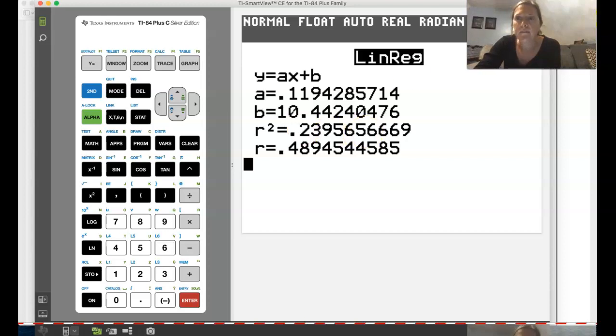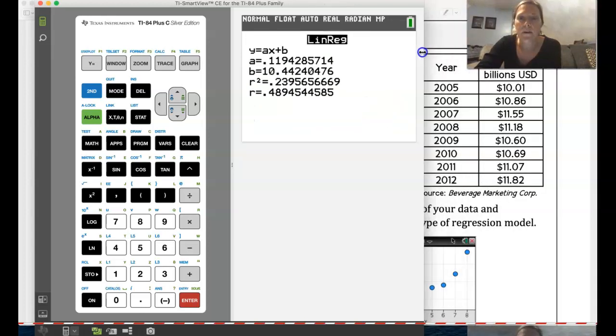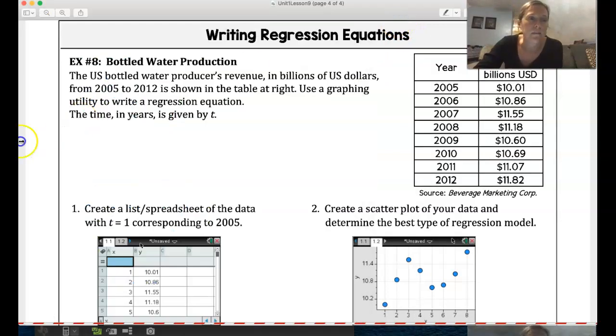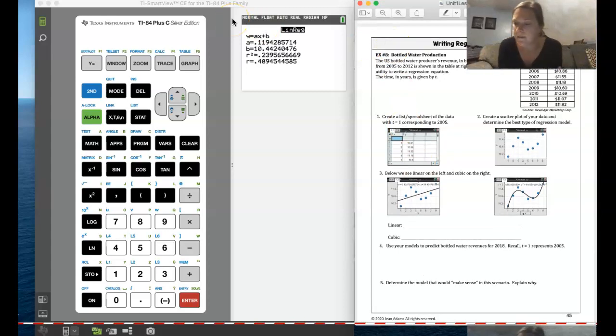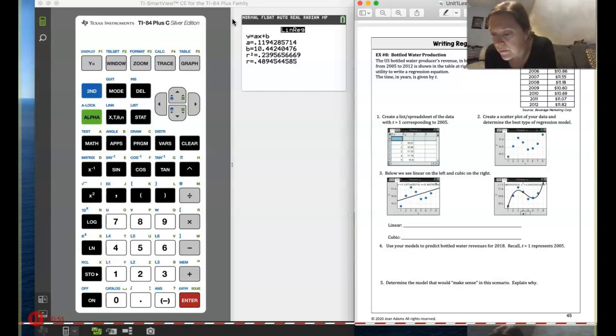So if we use that information, how do we turn that into our linear regression? Let me switch this. There we go. All right, so for our linear equation, I guess it's pretty close, right? 0.12 and 0.119. Okay, so we're going to go with our answer. So Y is equal to my slope, which is the A, 0.119x plus 10.44. Looks pretty good.